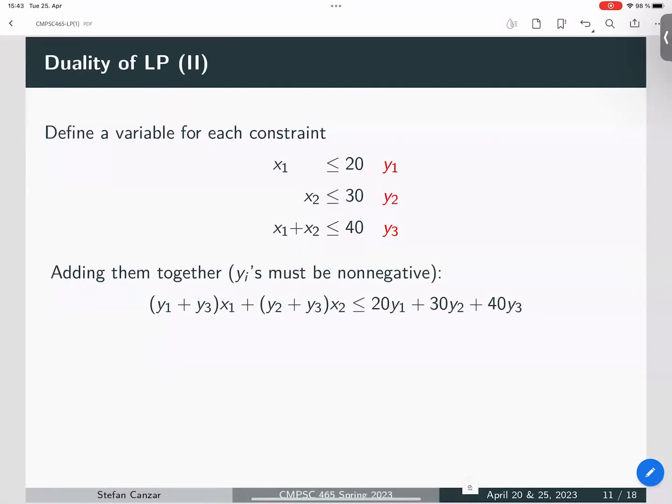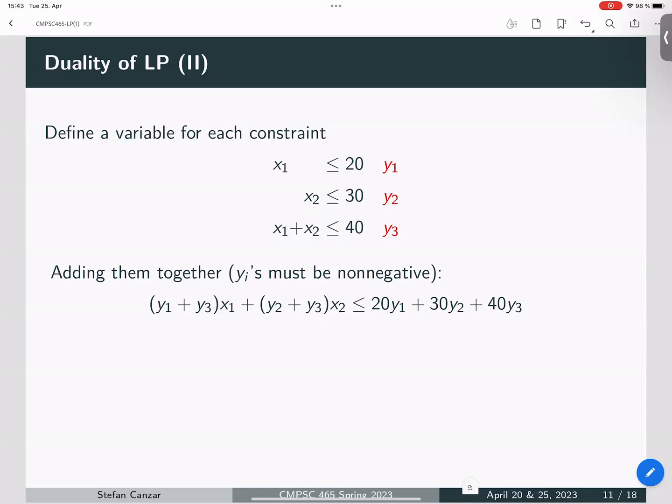So if we do this, what we get is this here. So we have multiplied the first equation with y1 and the last one with y3. So these are the only ones that contain x1. So if you look at the variable x1, it will be multiplied by y1 plus y3. This is what I get for x1. Now, if I do the same for variable x2, it occurs only in the second and the third inequality. So I'll get y2 plus y3 times x2. There's no y1 here.